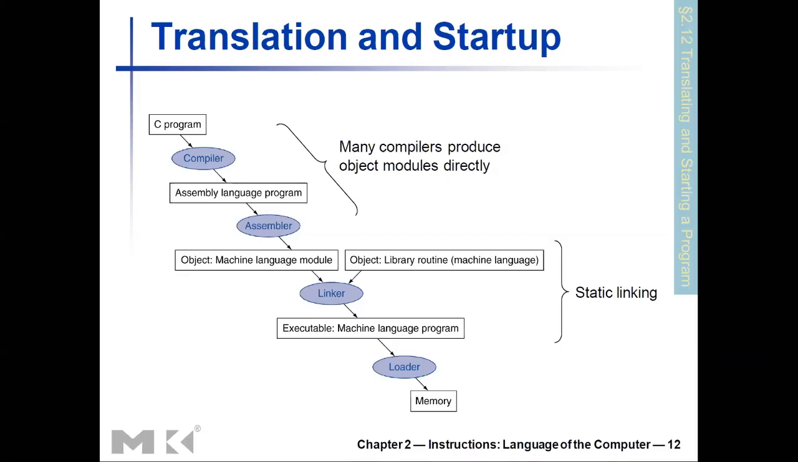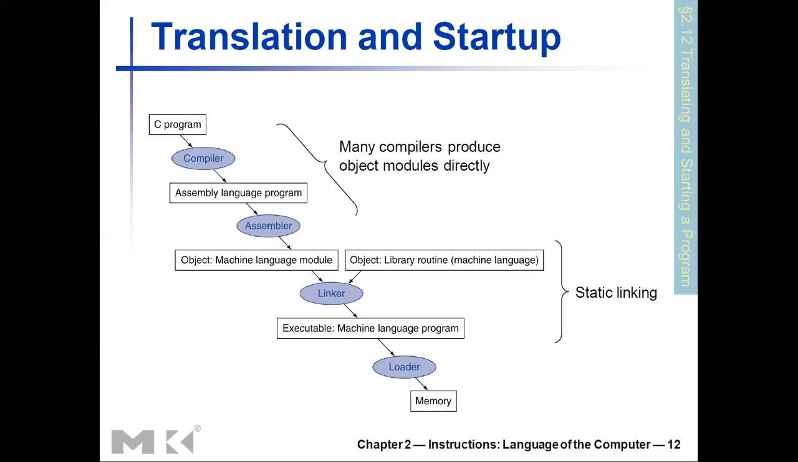So the assembler does that job, and many compilers produce object modules directly. You don't need to first compile and then assemble using two commands. When you just compile using the GCC command, if you can remember, it actually compiles and assembles. All these things are done by the compiler. And now we have the object code, a machine language module corresponding to the program that we wrote.